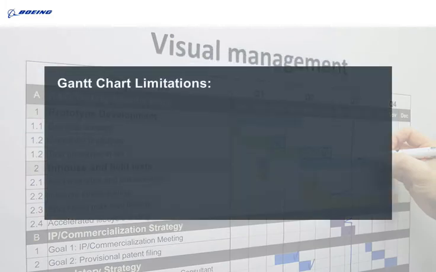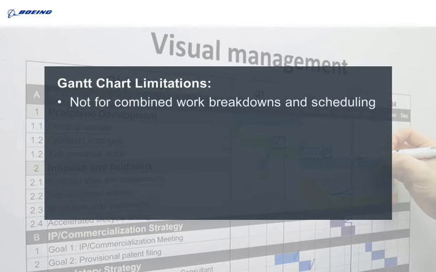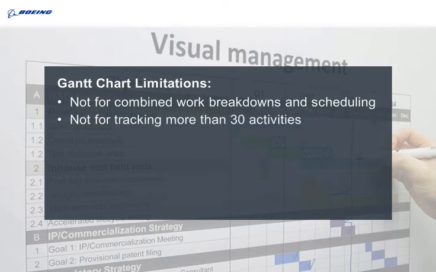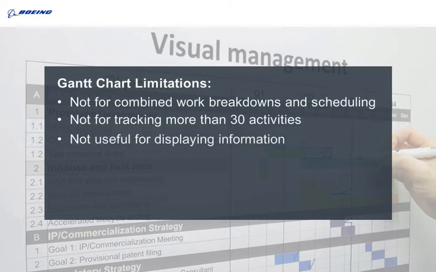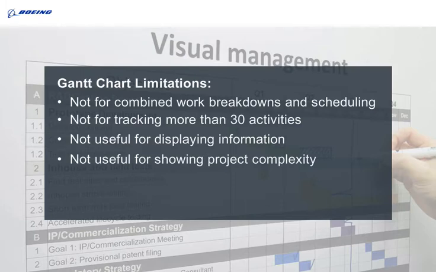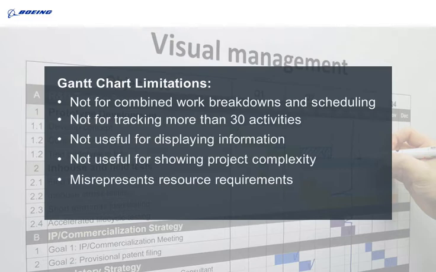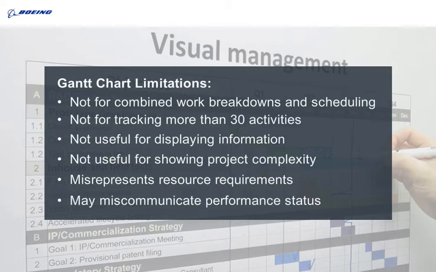While a Gantt chart is good for what it is tasked to do, it does have its limitations. It is not recommended to define a work breakdown structure and the schedule activities at the same time. It does not work well with large projects of 30 or more activities. It's not useful at displaying information. It does not represent the complexity of a project. Its horizontal bars misrepresent the actual resource requirements of a project. And a Gantt chart with % complete shading may miscommunicate the true schedule performance status.